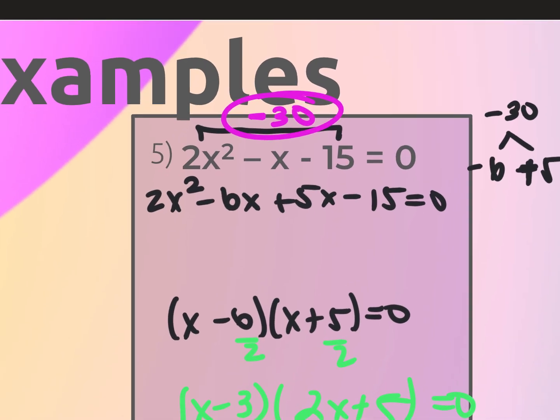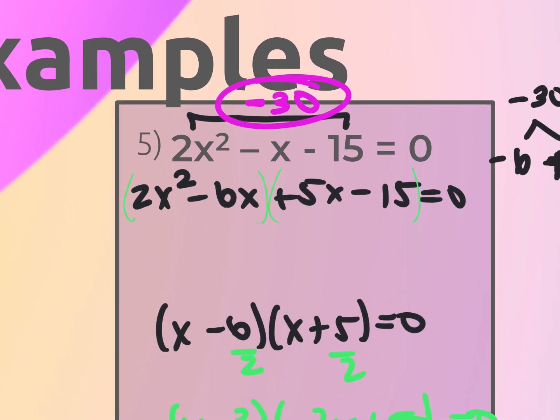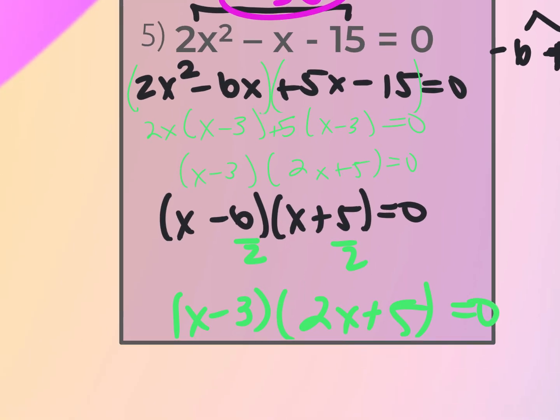So up here, if you do it the grouping way, which is how some of you like to do it, group the first two, group the second two. What can I take out of 2x squared and negative 6x? 2x, and I'm left with x minus 3. What can I take out of 5x and negative 15? 5, positive, so I'm left with x minus 3. So my two parentheses become x minus 3 and 2x plus 5, set equal to 0. That's what we got down there, right? Same thing.